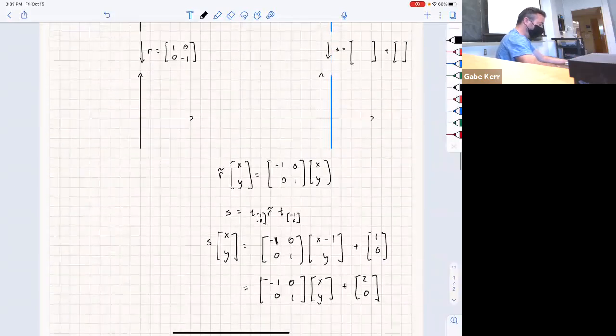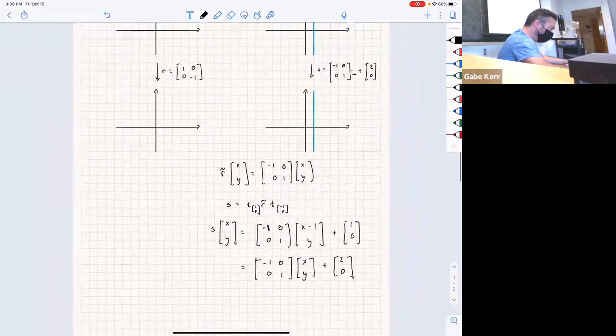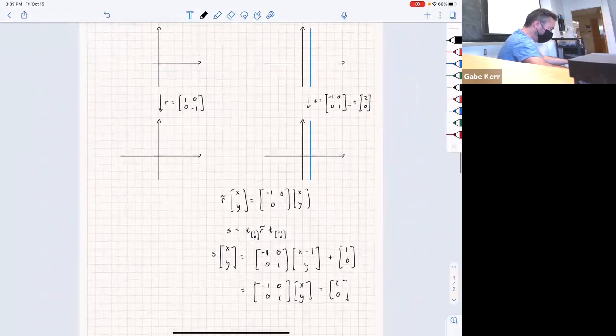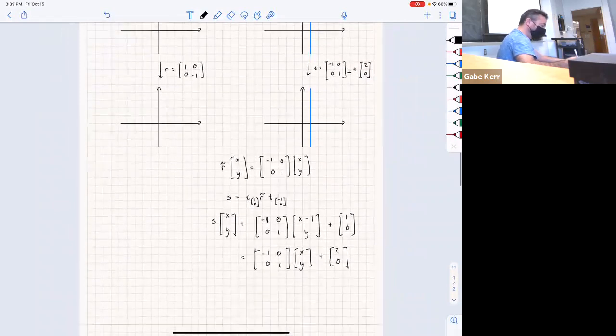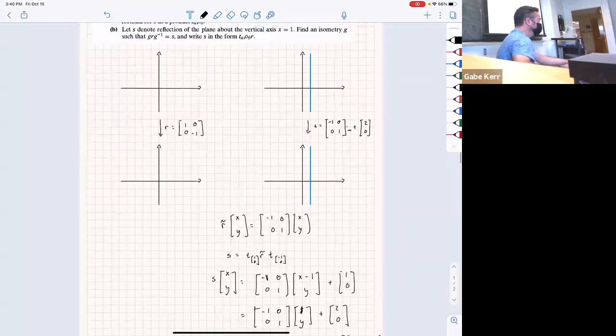So now I've written it in these terms. I want to say that's what this is. When I write that, I'm saying multiply a vector and then add this vector. Let's see if it makes sense. If my x coordinate is 1, then my x coordinate is still 1, right? If I put 1 y in here, then this is equal to negative 1 y plus 2, 0. That's 1. So that means that the blue line is fixed.